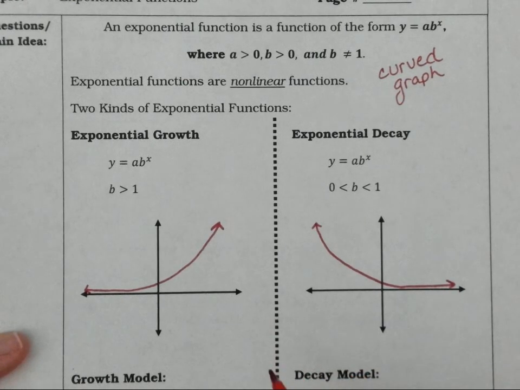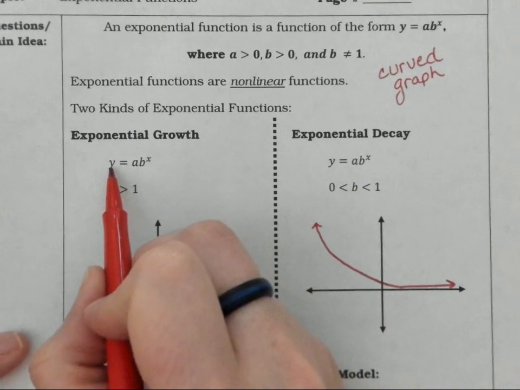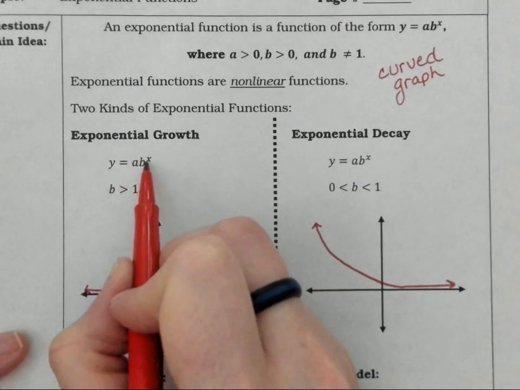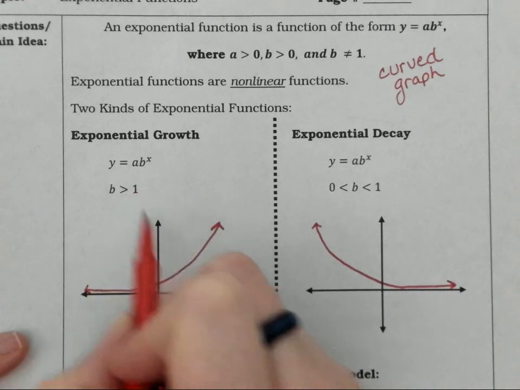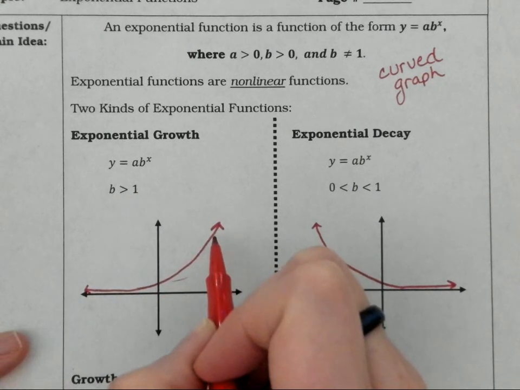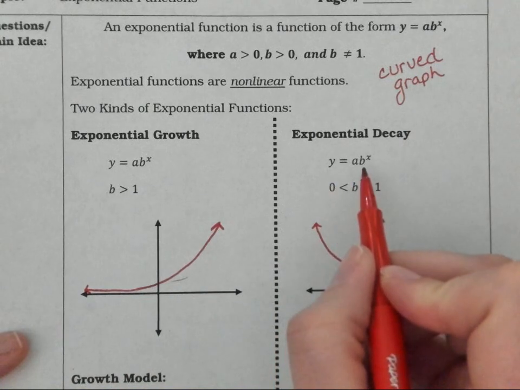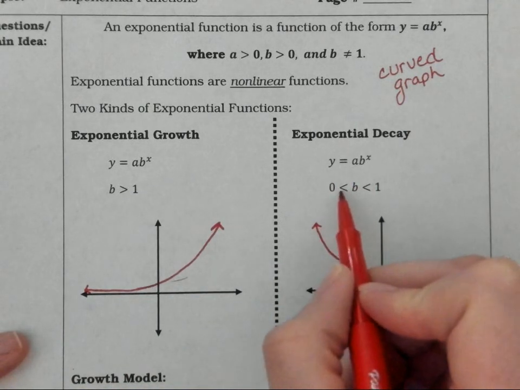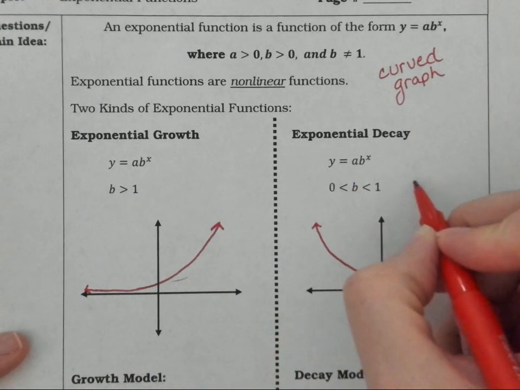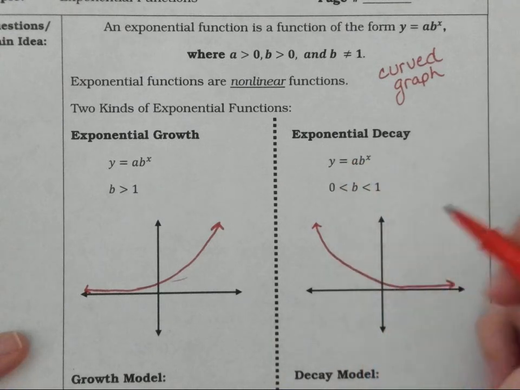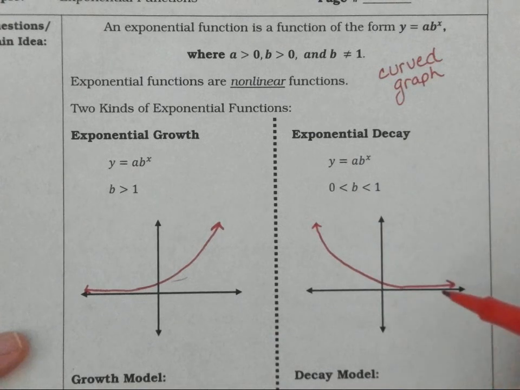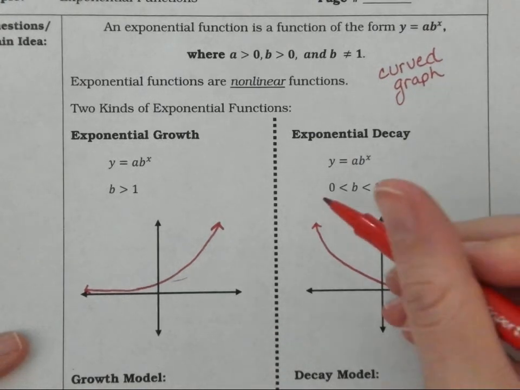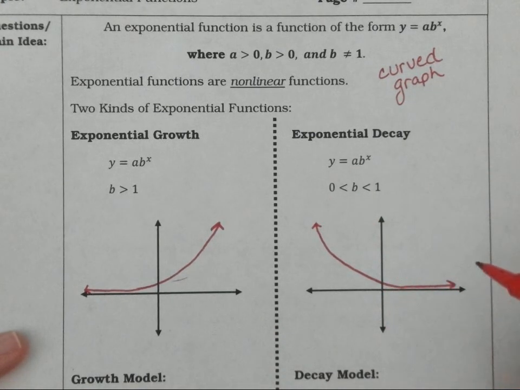And if you're just given an equation, you can look at the equation y equals a times b to the power of x. If your b value is greater than 1, then your graph should be growth. And if your b value is between 0 and 1, which means it's a fraction or a decimal, usually written as a decimal, then it's decay and it's going smaller than 1, okay? So it's going down.